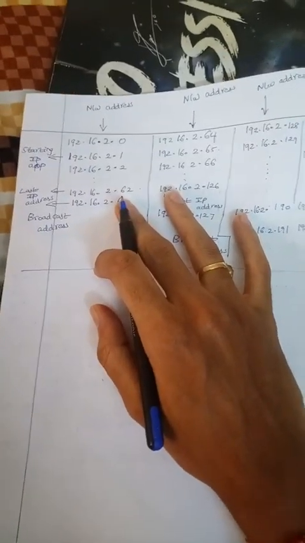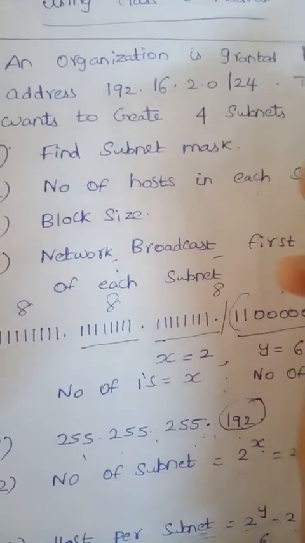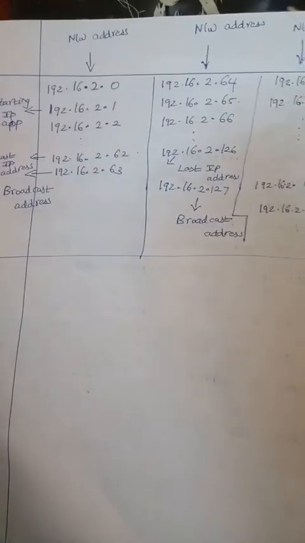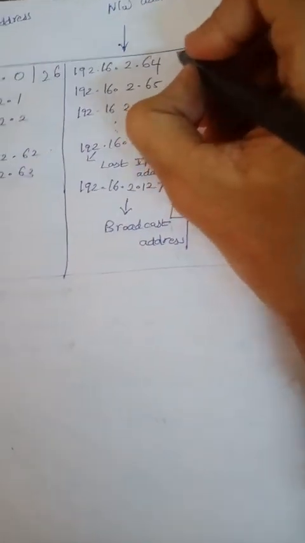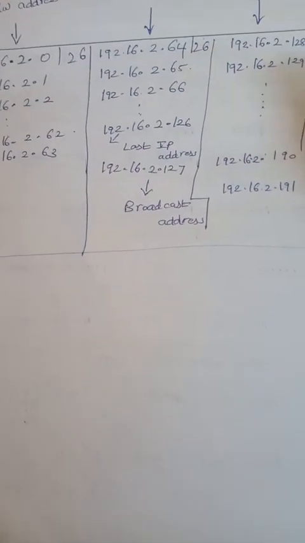So what was the IP address that was given? It was given as 192.16.2.0 and its CIDR is 24. So you have to mention the CIDR for everything. So CIDR will be 26. I have to mention this for every address.